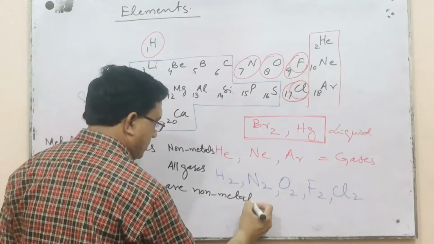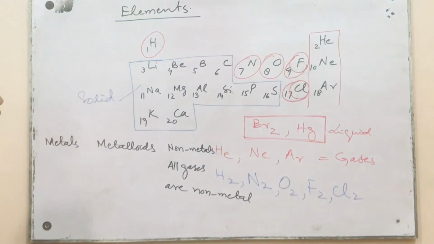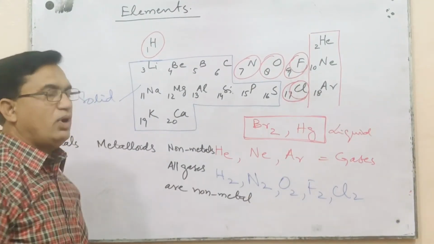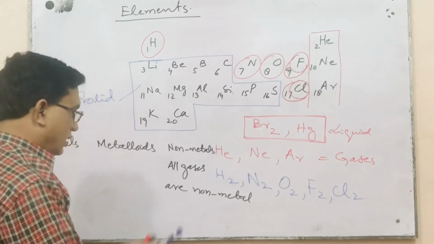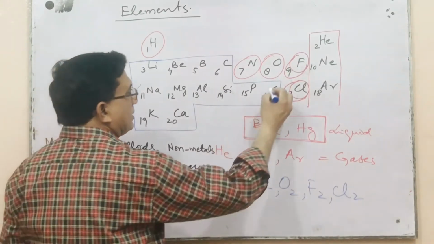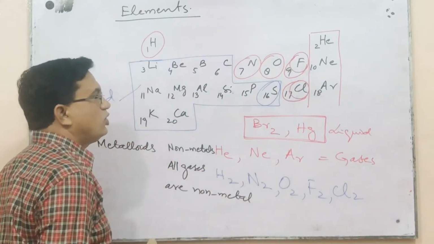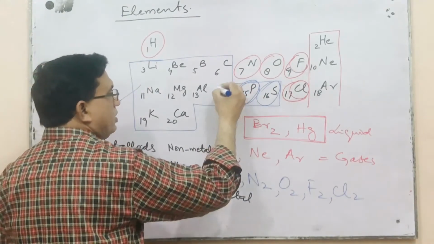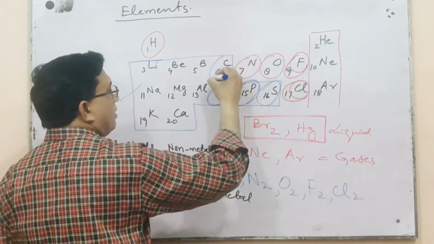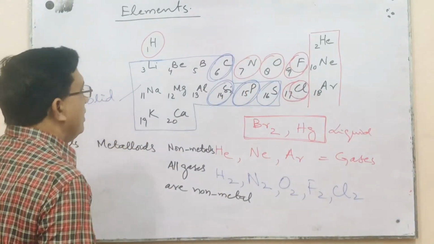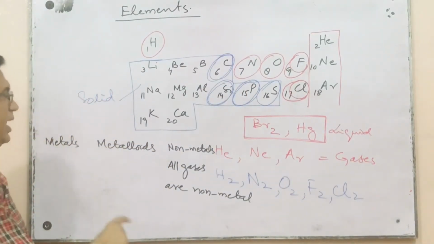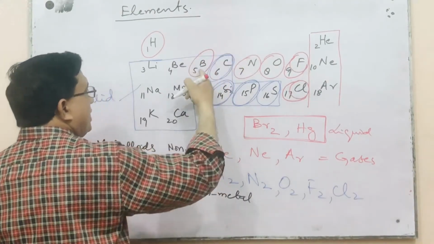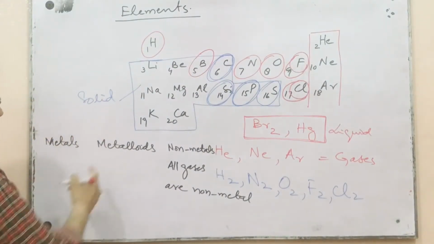One thing, this is quite clear. Now, in addition to these gases, what are the other elements which are non-metal? Now, I am going to explain. Sulfur is non-metal, phosphorus is non-metal, silicon is non-metal, carbon is non-metal, while only one atom, boron, we can consider as metalloid.